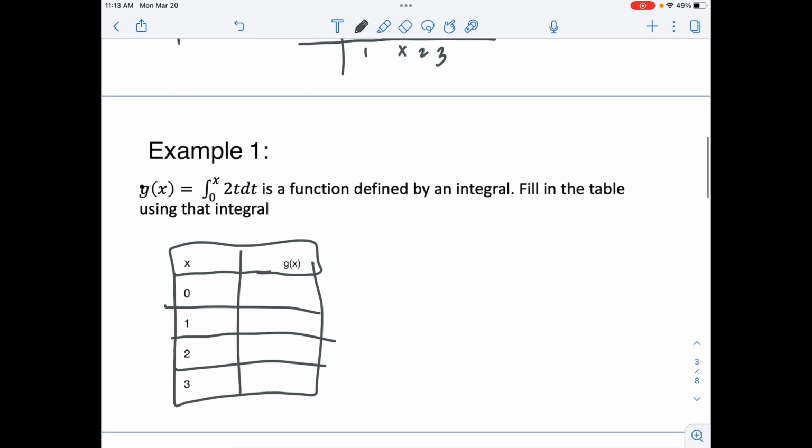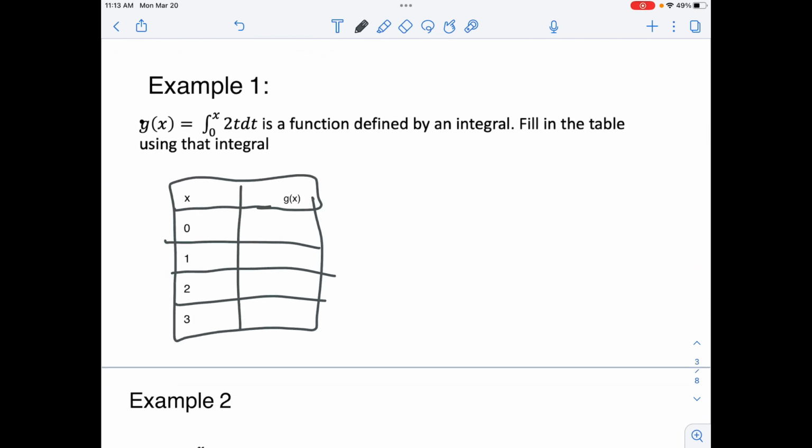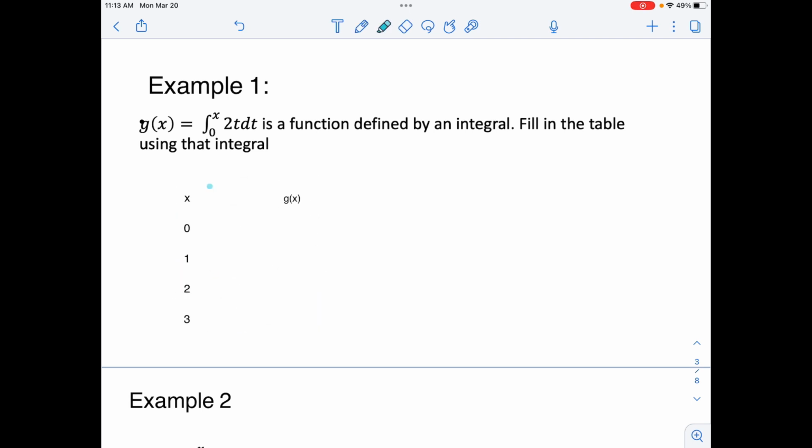And so going on to the next page, I'm going to show you an example of how this works. Sorry, the table looks pretty messy, but I have a function g of x. Sorry, I'll say it again. G of x equals the integral from 0 to x of 2t dt. It is a function defined by an integral, and we're going to fill in the table using that integral. So this is going to look a little funky at first, but I'm going to redraw this table so it's a little bit more organized. We'll use this instead.